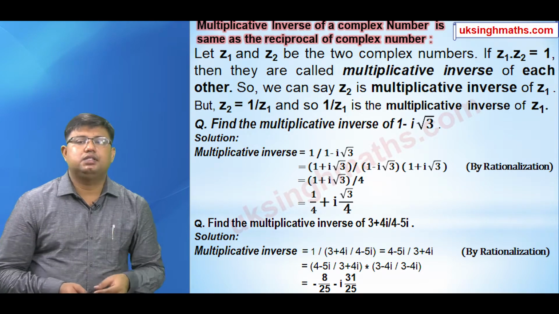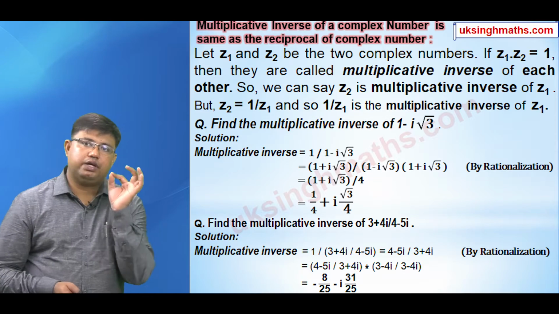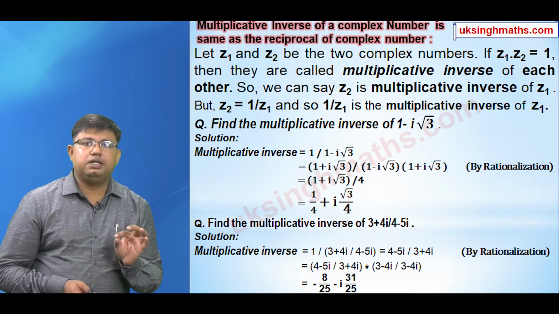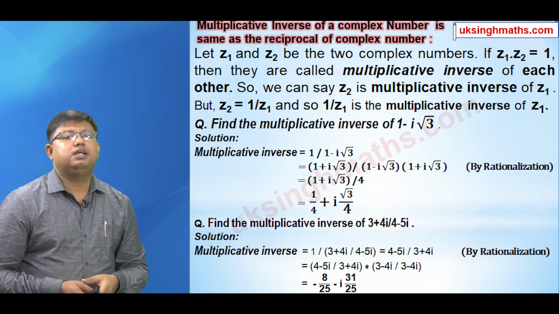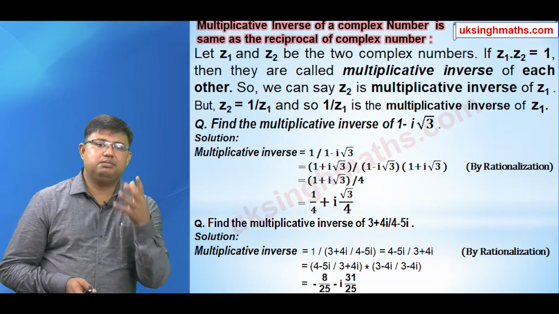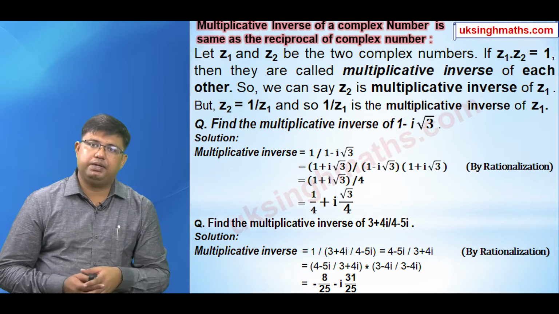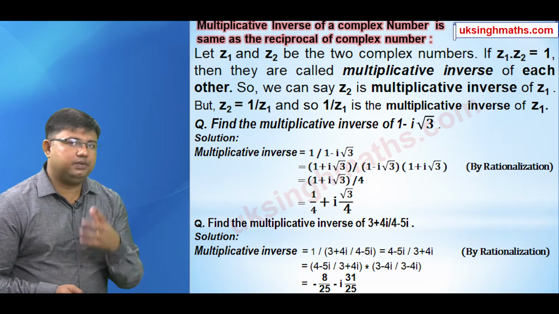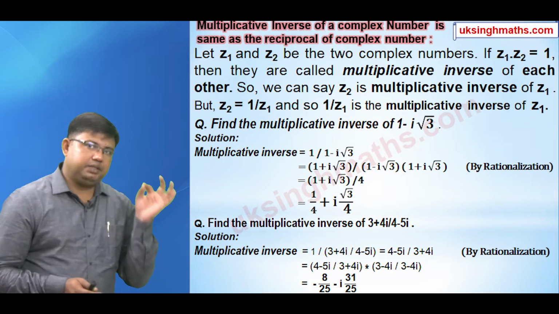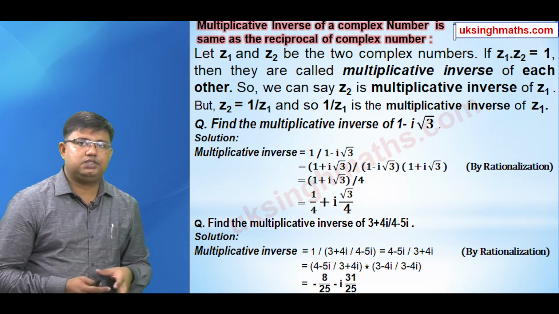Suppose you have to find the multiplicative inverse of the complex number 1 minus i into square root of 3. Then it is simply equal to 1 by 1 minus i into square root of 3. And by rationalization, you can find the multiplicative inverse. Similarly, if you are asked to find the multiplicative inverse of 3 plus 4i by 4 minus 5i, you can use the same concept of the reciprocal of a complex number as the multiplicative inverse, which comes out to be the value shown on the screen.